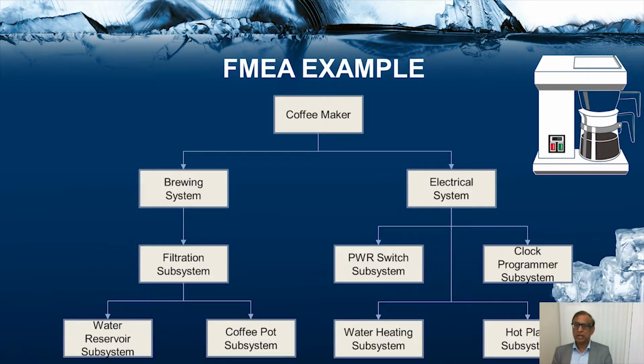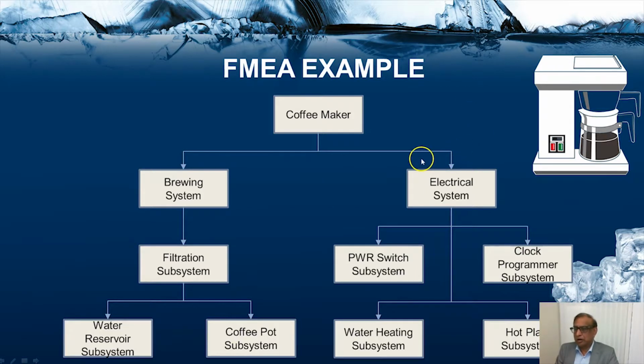When you want to do a failure mode effect analysis, you have to partition the coffee maker as shown here in this figure. A coffee maker has a brewing system and an electrical system. The brewing system can be divided into the filtration system, and you can look into the water reservoir subsystem and the coffee pot, where the coffee will be brewed.